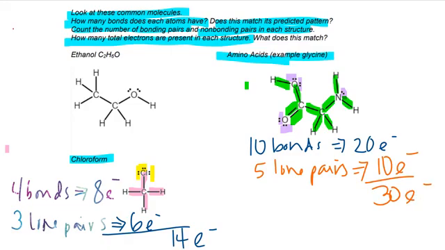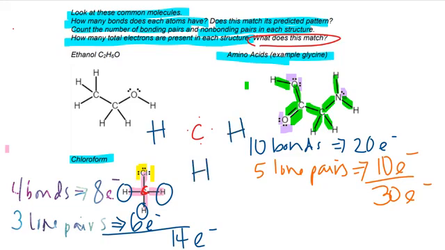Now let's look at each element within these structures and see if everything matches up. So let's look at this main carbon right here. We know that carbon has 1, 2, 3, 4 outermost electrons. And I'm going to change color here. We know that it shows these 3 hydrogens around it. And we know that each hydrogen has 1 electron.